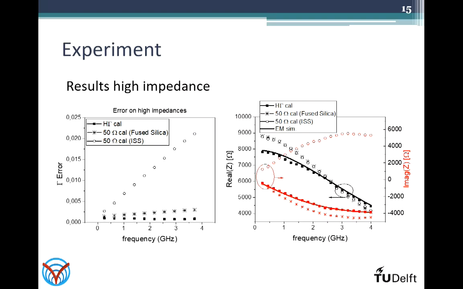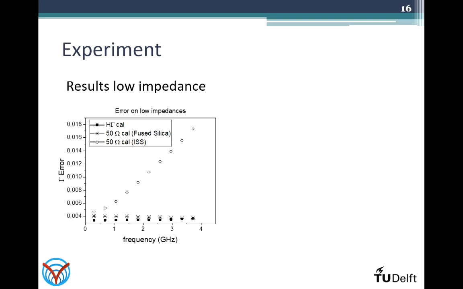We can see here that there is a good match between the EM simulation of the verification standard and the measurement performed with the high gamma calibration. The two 50 ohm calibrations present a similar error while considering the real part of the impedance, but the 50 ohm calibration performed using the ISS cal kit shows a big error on the imaginary part, and this can be maybe due to a low accuracy in the model that is provided from the manufacturer.